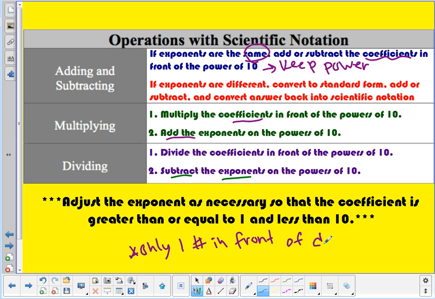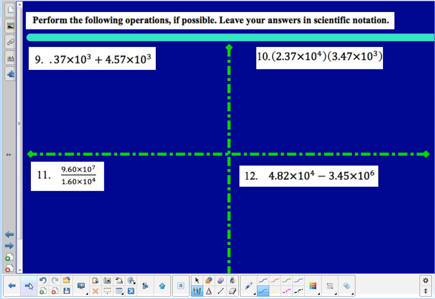All right. So let's flip over to the back and take a look at some of those operations. In number 9, I have 0.37 times 10 to the third plus 4.57 times 10 to the third.